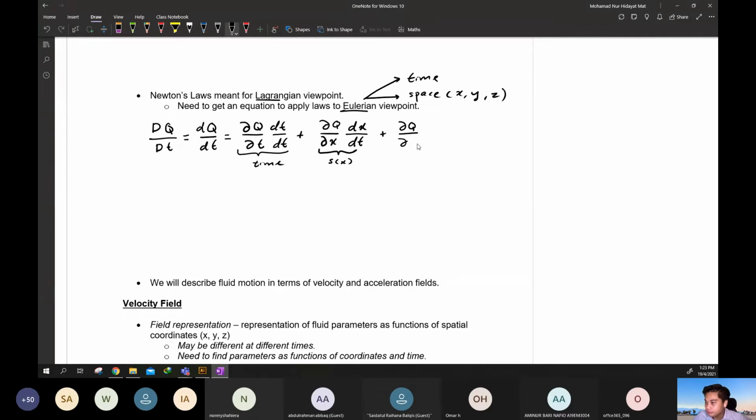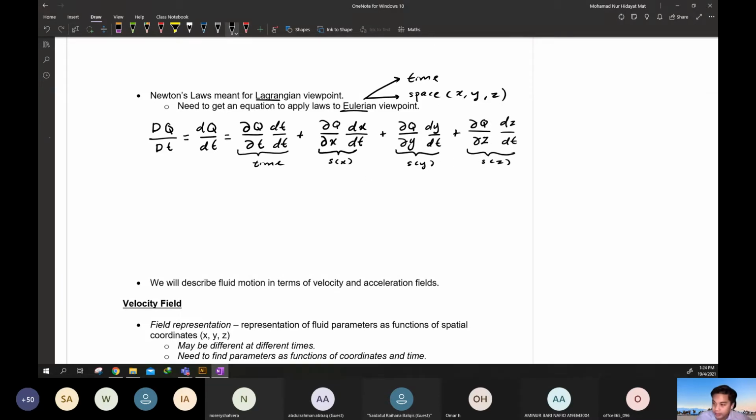Okay, this is Y, this is dy over dt. Right, this is space in terms of Y, and finally we have the space in terms of Z. Okay, multiply with dz over dt. This is the space in terms of Z. Can you see we complete together time and space?